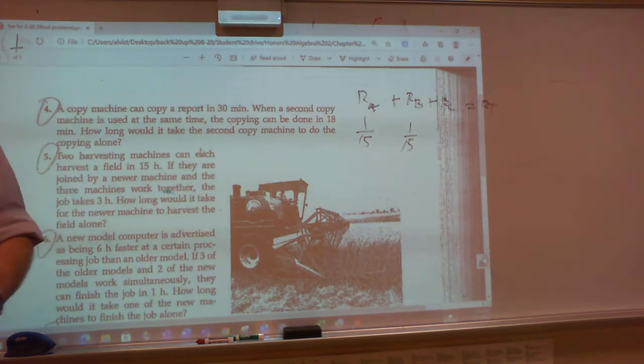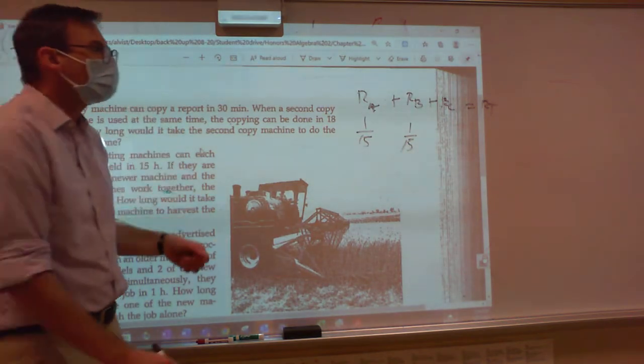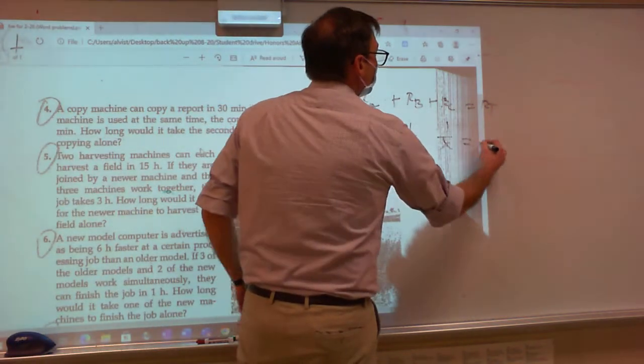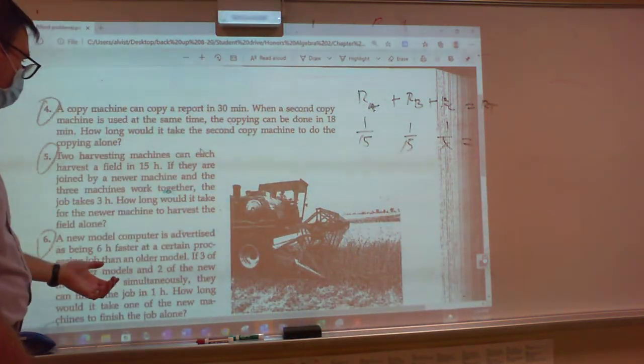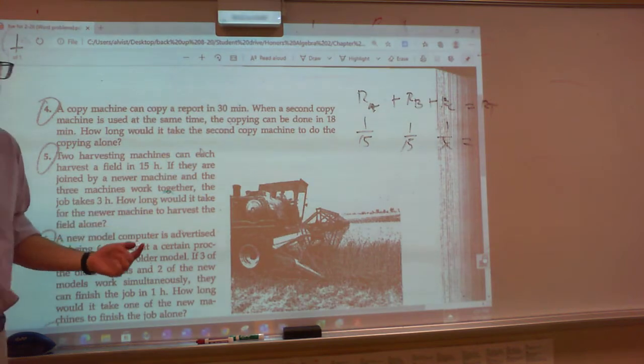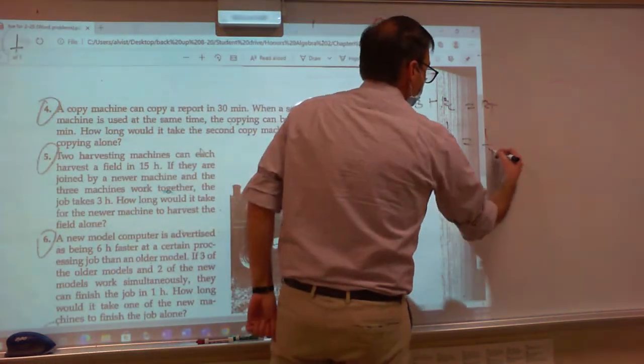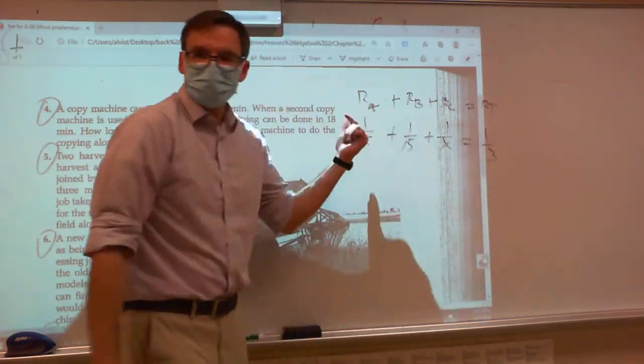Do I know the rate of the newer machine? No. But that's what we're looking for, so that's going to be 1 out of x. Do I know how long it took him to do the whole thing? No. Yeah, I do. I think it says it takes 3 hours. It's okay. Did that make sense?